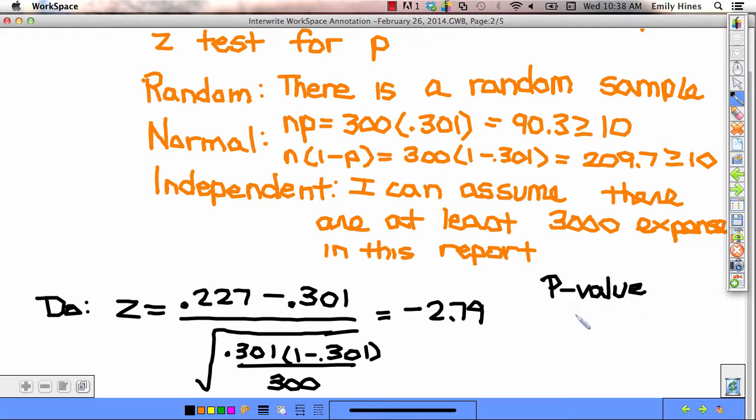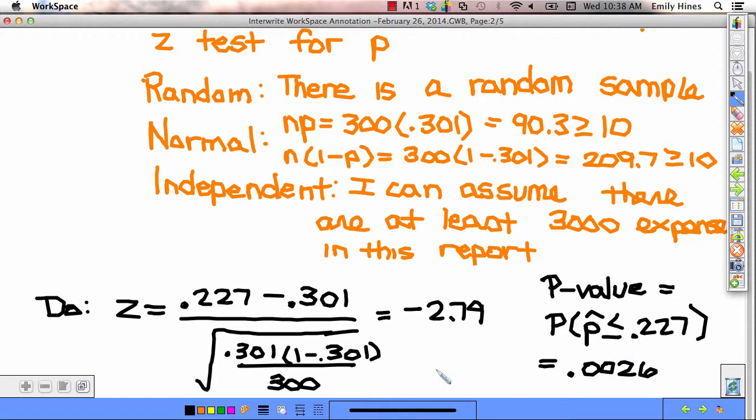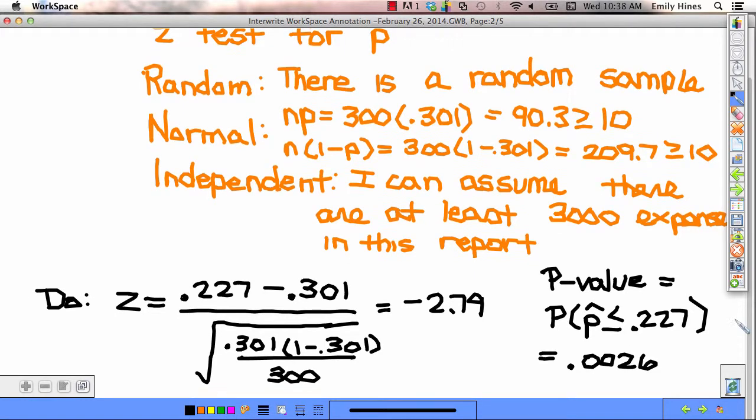Okay, the p-value represents the probability that I am going to get a p-hat less than or equal to 0.227. And that p-value, when I look at table A, or when I do this on my calculator, is 0.0026. Okay, however, here's the thing we want to look at before we conclude.